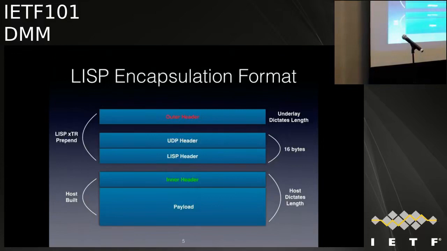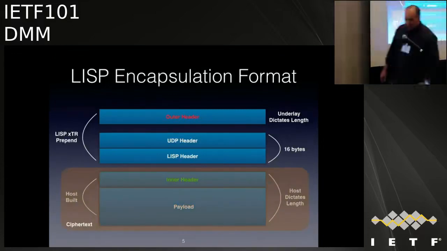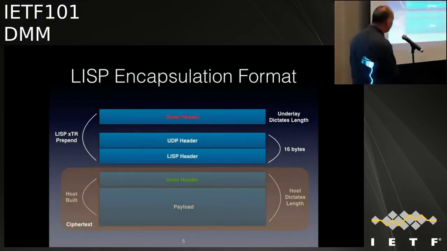LISP has a capability of negotiating LISP crypto, data plane encryption between the encapsulator and decapsulator. That's the bytes in the packet that are encrypted. So the inner header is obfuscated, therefore you get privacy of the host's IP addresses.